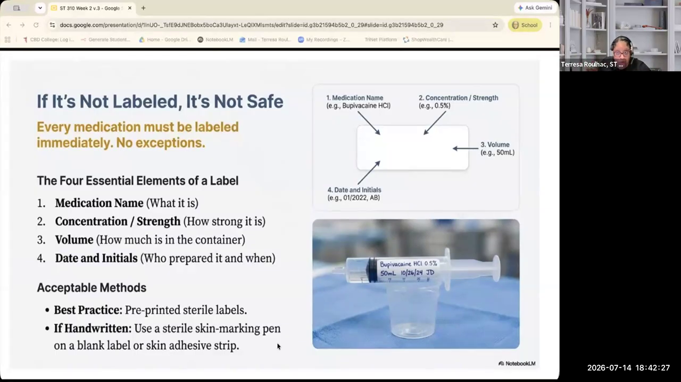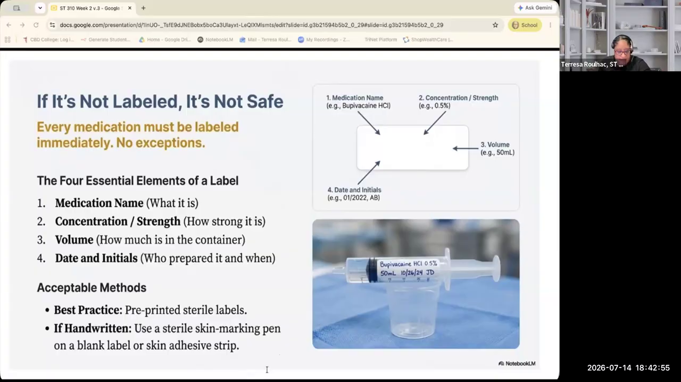For this one, this is really important. If it's not labeled, it is not safe. No exceptions. We talked about assumptions. This slide is where assumptions become dangerous. A lot of the liquids that you're going to have on your field are clear, from heparin, epinephrine, and a lot of different drugs that we're going to get into deeper throughout this course.